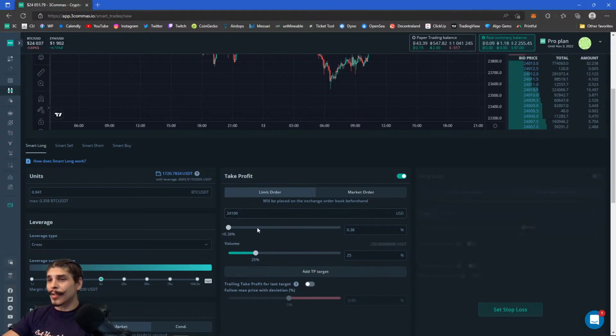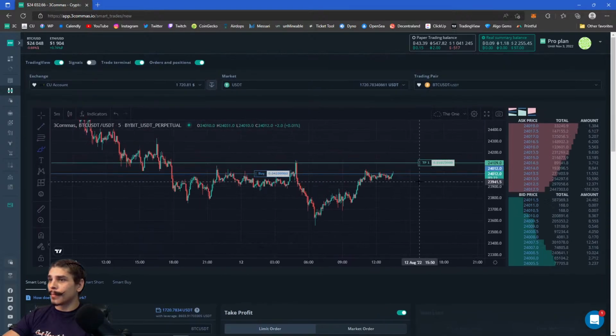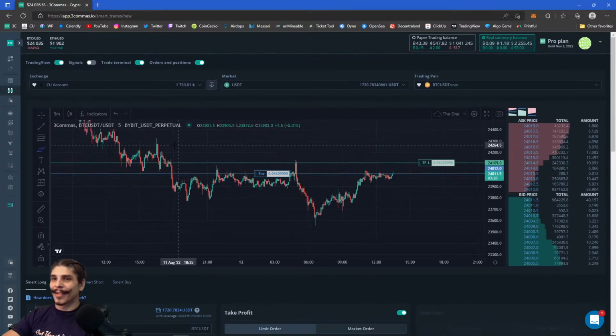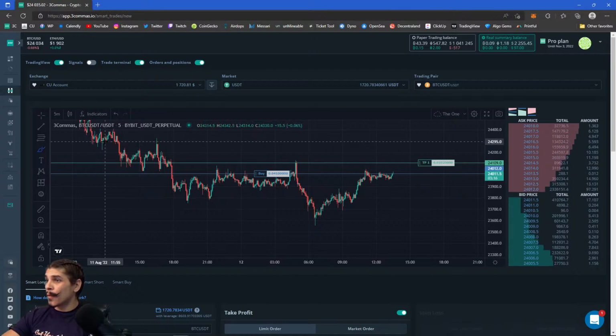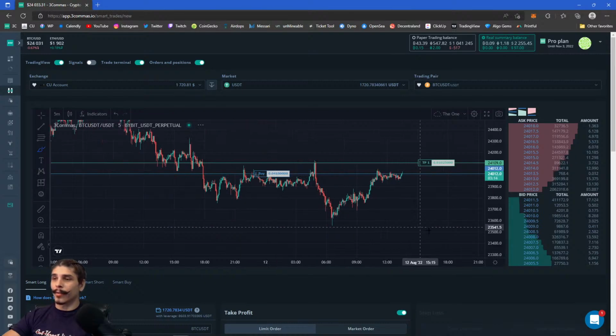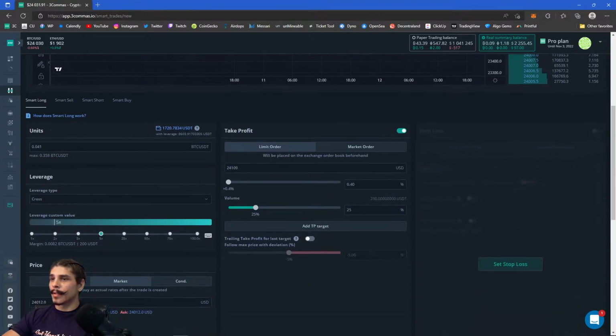So the percent slider is cool. That's a nice feature to have, but I did not want that. So for this, I was going to go ahead and do that. Now right here, I can move in my cursor and see 24303. We'll use that. So I'll add this TP target, and I can put however much of the volume I want right here.